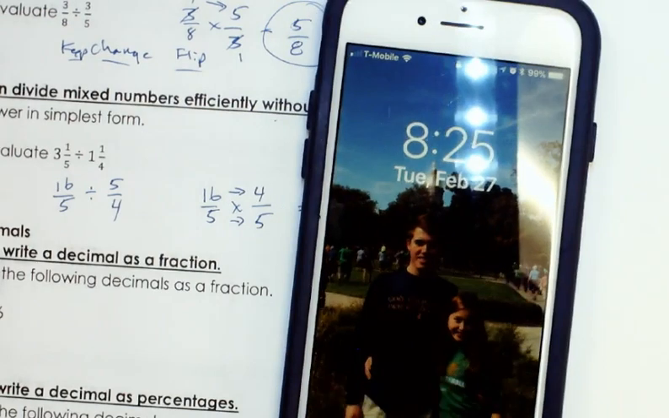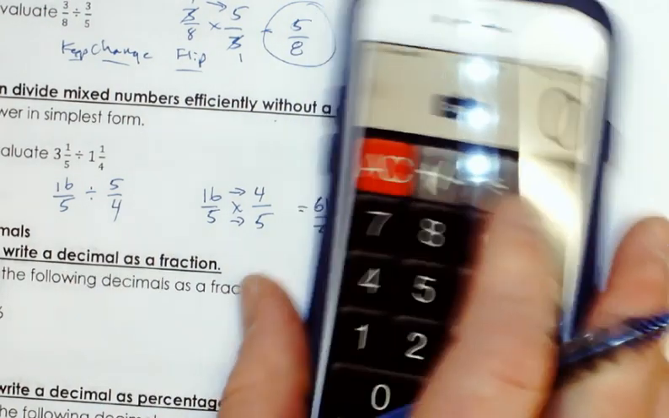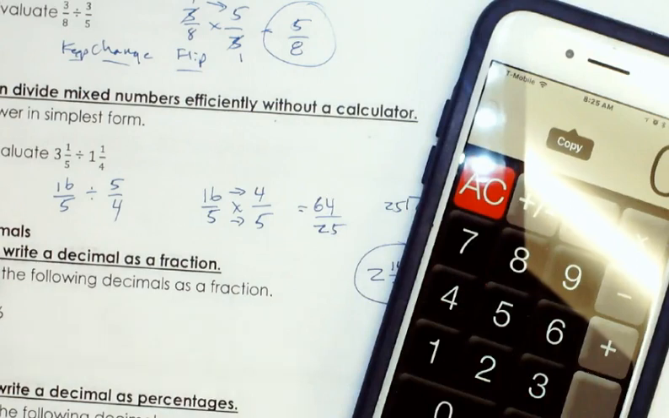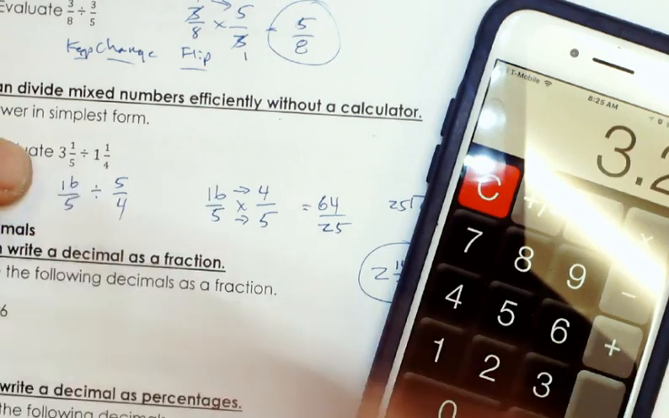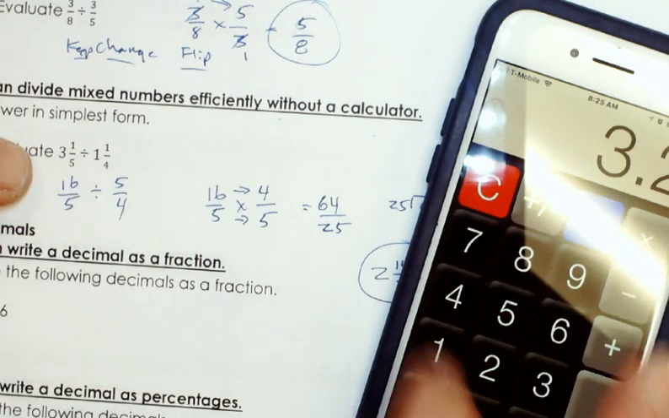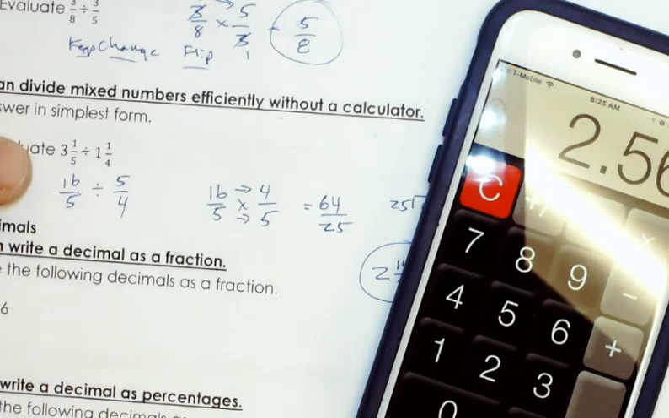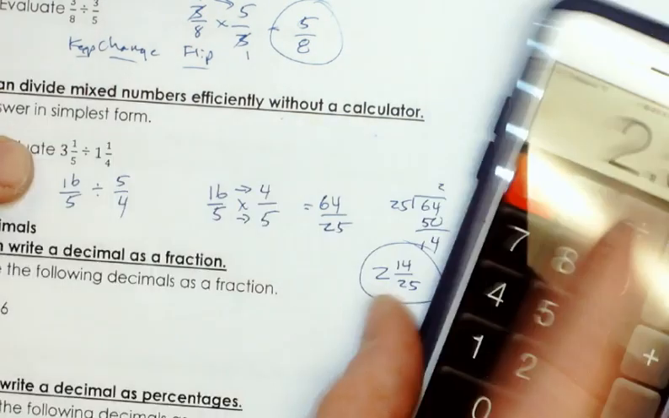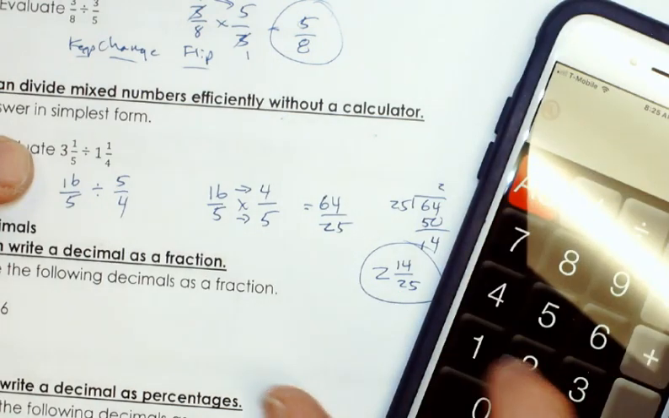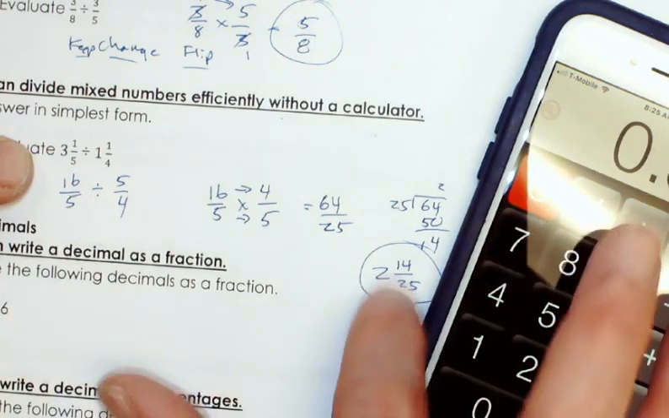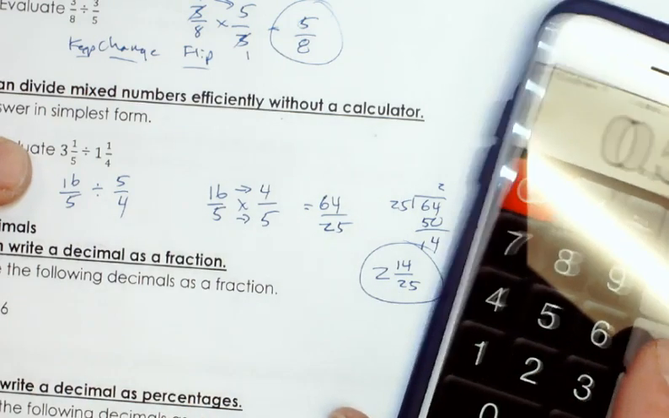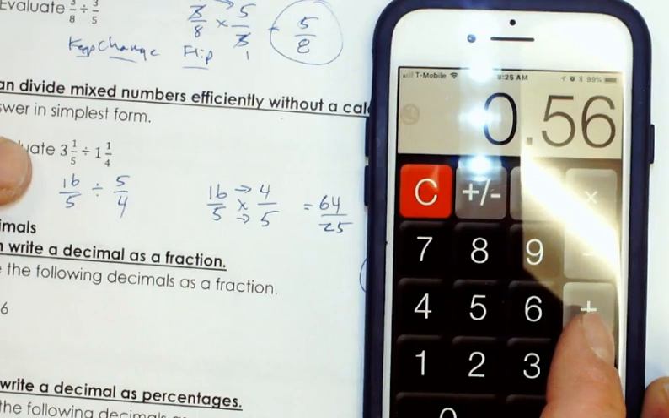Well, you can always check your answer on a calculator too if you're able to have that. You can flip these guys into decimals, 3.2, and you can divide that by 1.25. 2.56. What? You're not sure if that's the same answer? Well, again, remember, 14 divided by 25 gave you that 0.56. So that's the decimal I came up with. All right. There you go, in case you can't see that.